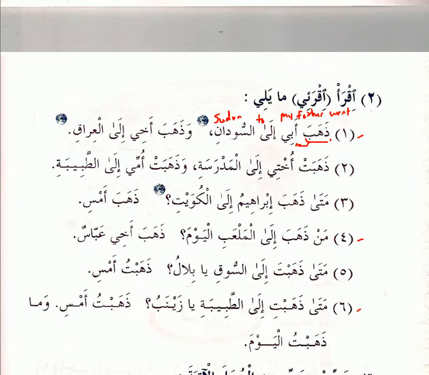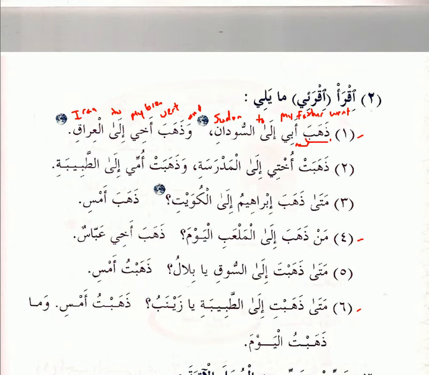وَذَهَبَ أَخِي إِلَى الْعِرَاقِ. Same thing, right? It's the same sort of structure. Wa is and then the rest is the same. My brother, good. My brother went. This time, where did he go? It's not Sudan. It's what country? Ilal Iraqi. You guys can guess what that means. To Iraq. Good. So that's another country that you guys can add.